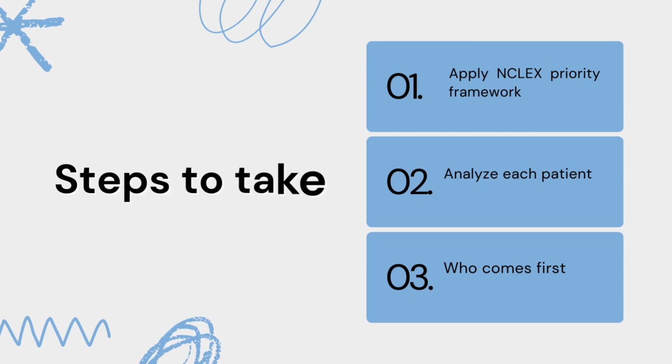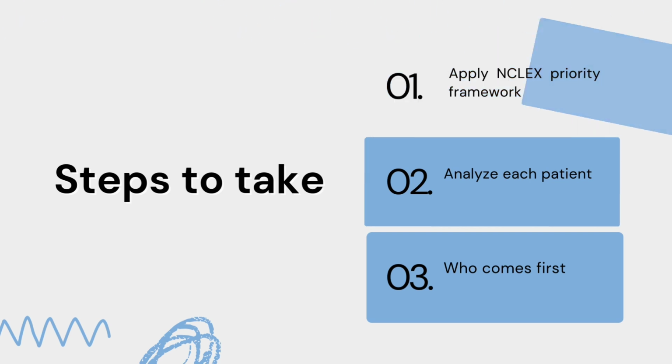So let's get into the steps that we're going to take in order to answer this question. Number one, we're going to apply the NCLEX priority framework. Number two, we're going to analyze each patient using this framework. Number three, based on the information that we have, we're going to determine who we see first.